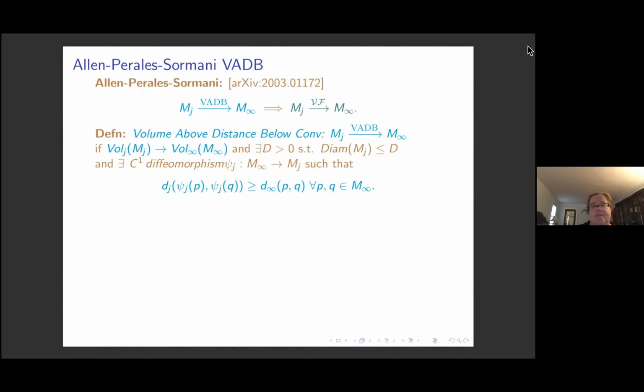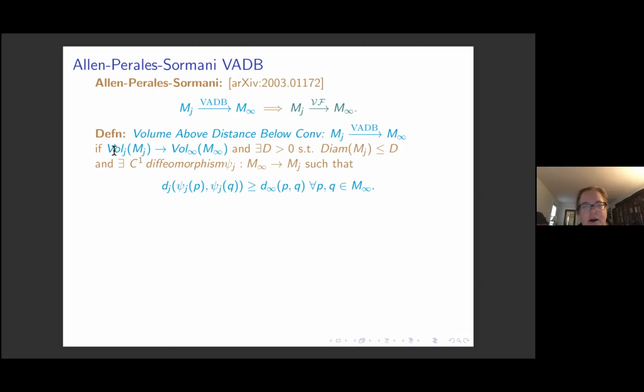So anyway, the idea of this was to come up with an easier way to prove intrinsic flat convergence or volume preserving intrinsic flat convergence, where you wouldn't have to know which regions were good and which regions were thin. You could just have overarching facts about them. And we came up with the idea that if you have volumes converging to the limit volume, and these are Riemannian manifolds in this picture, and that there is a D that's uniform where the diameter is less than or equal to this D, and there's a C1 diffeomorphism psi_j from M infinity to M_j, such that the distances in the sequence are bigger than or equal to the distance in the limit.